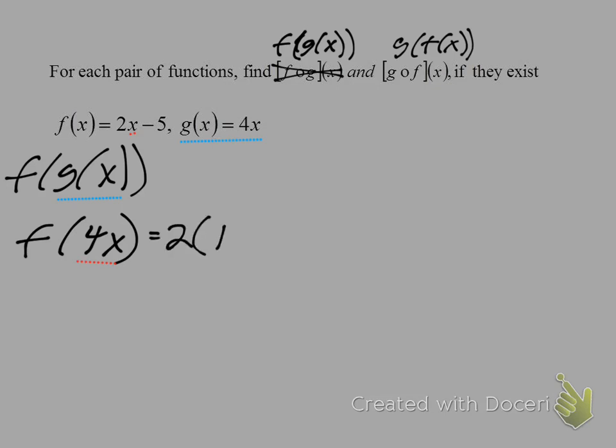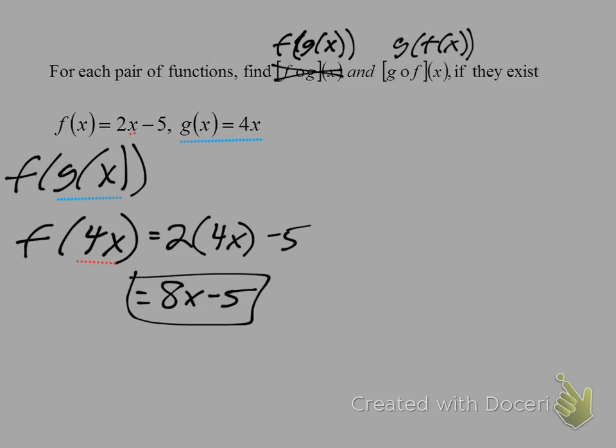So 2 parentheses 4x minus 5. Because you were replacing the x. You replace the x. You don't put it next to the x. You replace it. Everybody understand my emphasis here? Fantastic. What's the only thing you've got to do? Multiply. Yeah, 2 times 4. The end. Make sense?